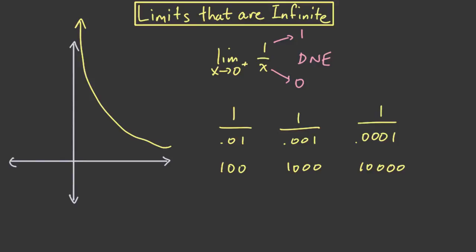So that's what's going on. And when a function blows up like this, we'll write that the limit is plus infinity. And that just means that the limit does not exist because it blows up in the positive direction, hence the plus infinity.